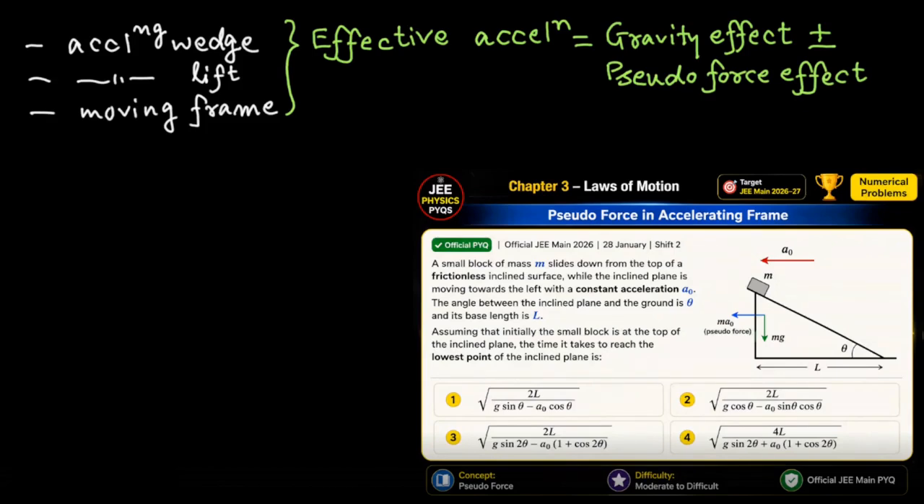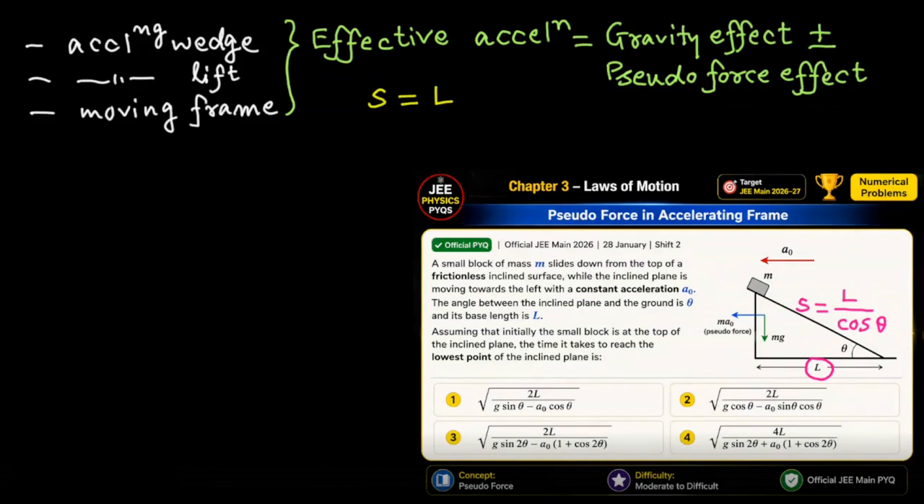The question says the base length of the wedge is L. Does the block travel along the base? No. It slides along the inclined surface. Look at the geometry. The inclined length S is L upon cos theta, because cos theta is L upon S. This is one of the most common mistakes in exams. Many students wrongly substitute S equals L. That gives an incorrect answer immediately.